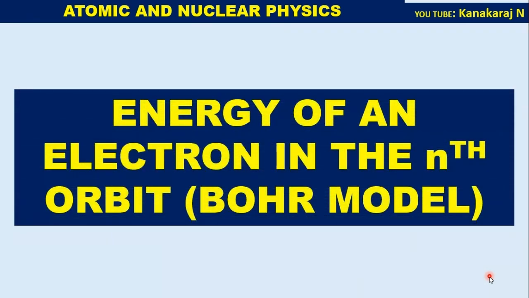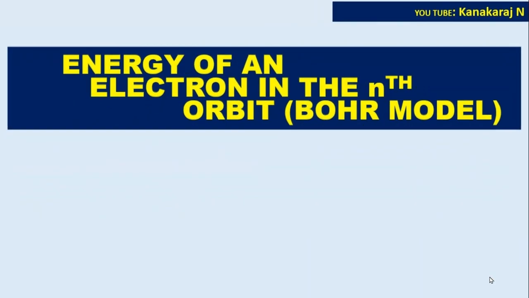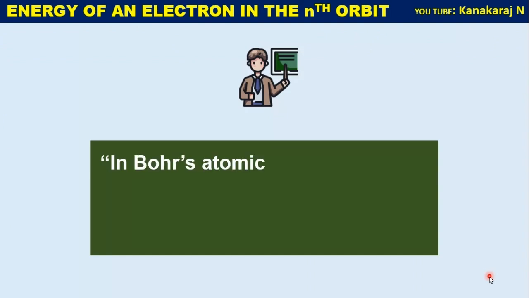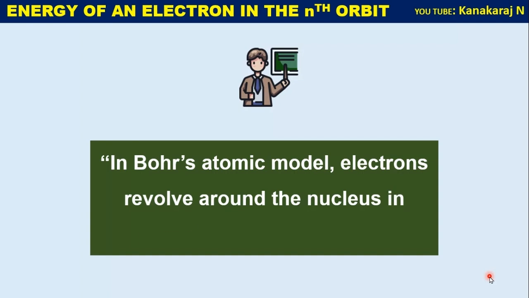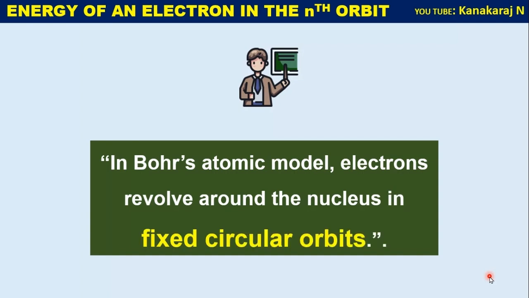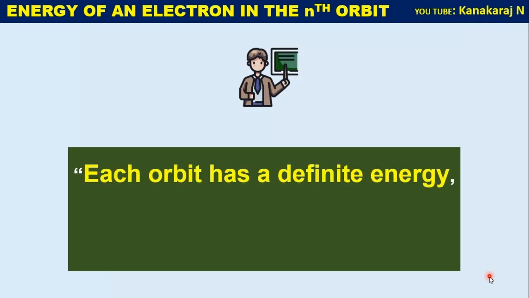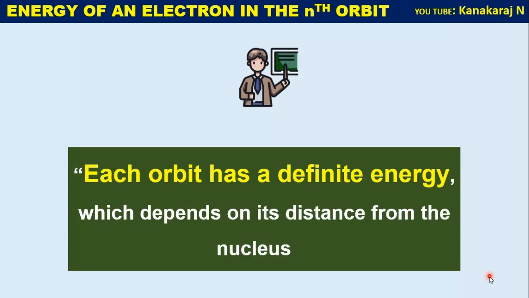Energy of an electron in the nth orbit, Bohr model. In Bohr's atomic model, electrons revolve around the nucleus in fixed circular orbits. Each orbit has a definite energy which depends on its distance from the nucleus.